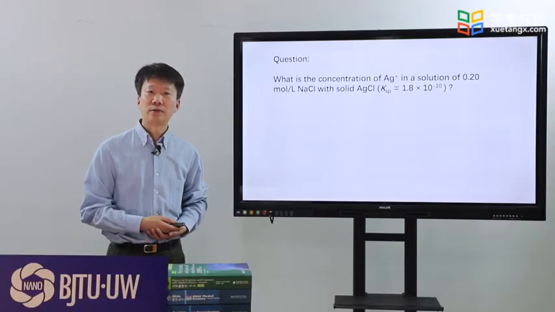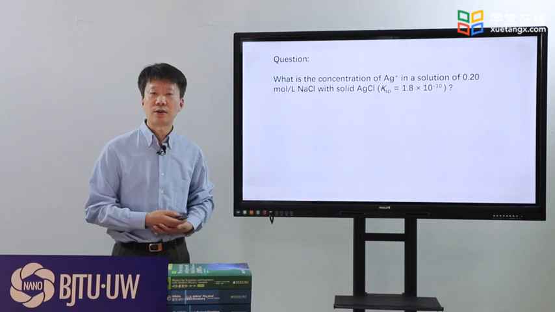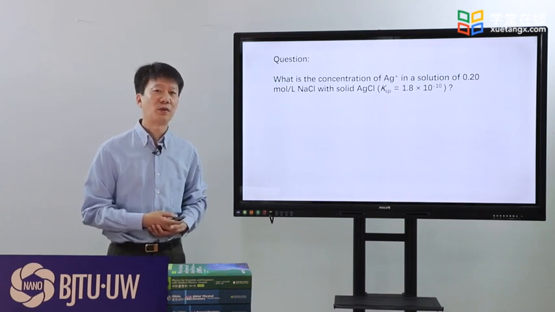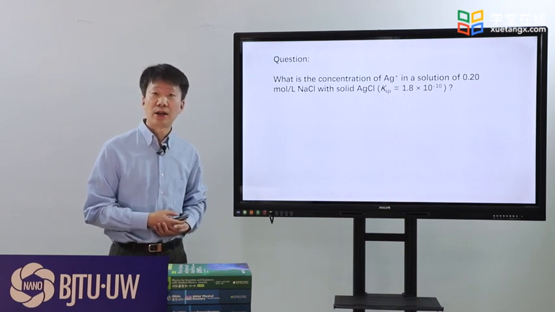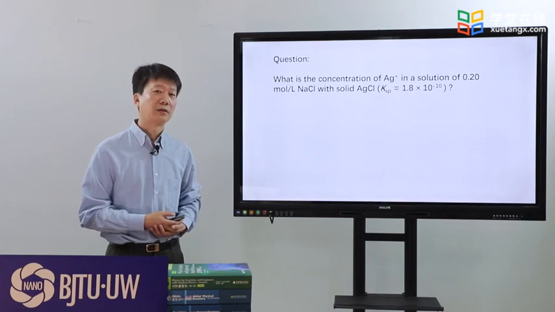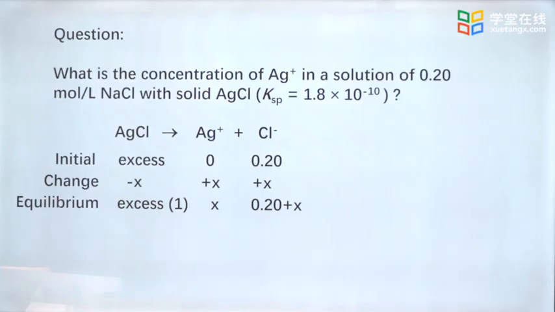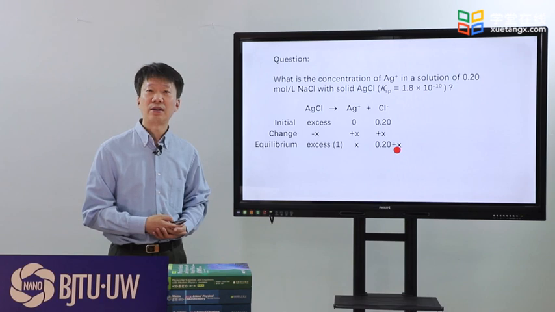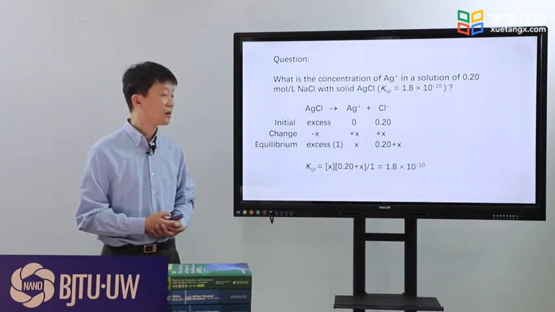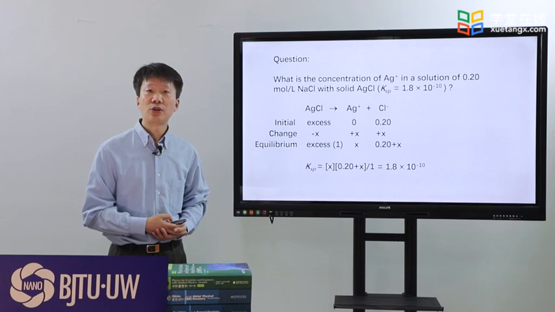One more question about a common ion effect. Question: what is the concentration of silver ion in a solution of 0.2 moles per liter sodium chloride with solid silver chloride? If X is assumed as the concentration of the silver ion, the concentration of chloride ion at equilibrium will be 0.2 plus X. Ksp of silver chloride in the solution equals X times (0.2 plus X).